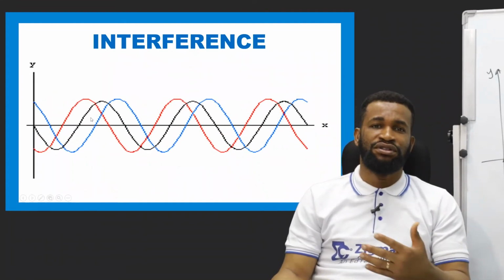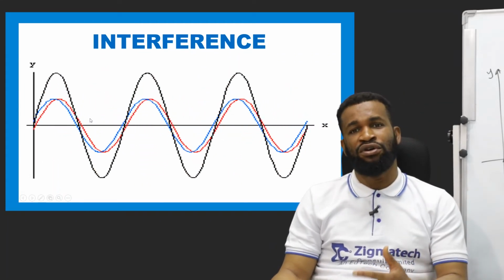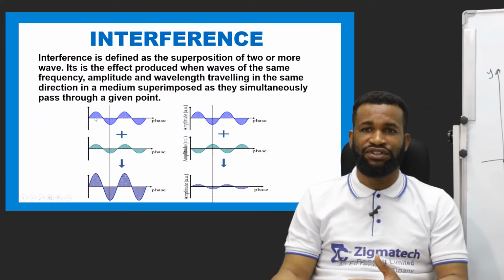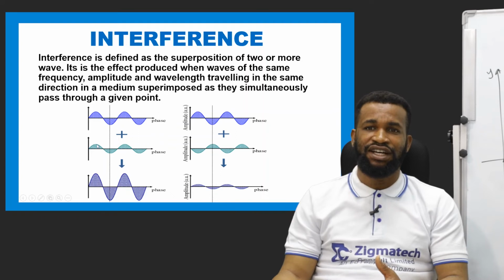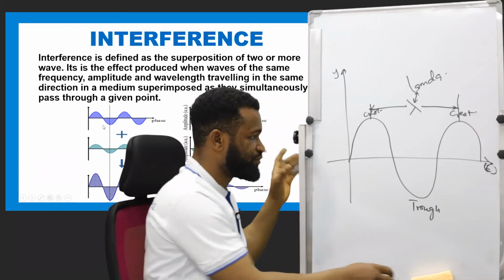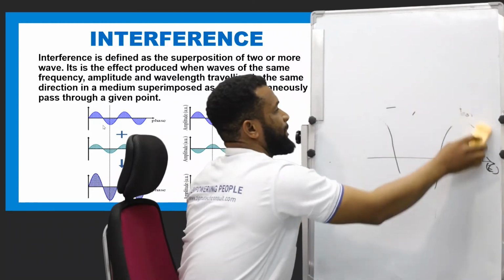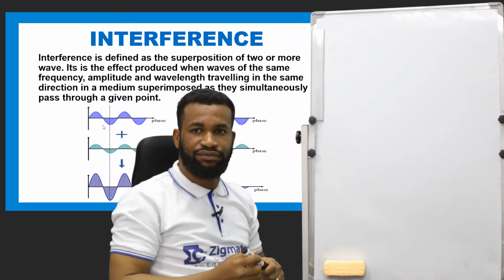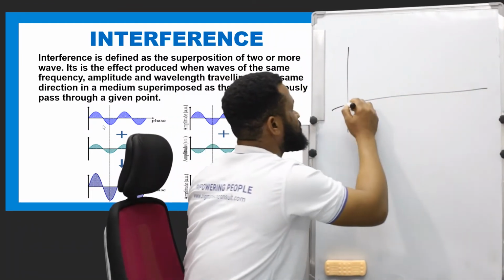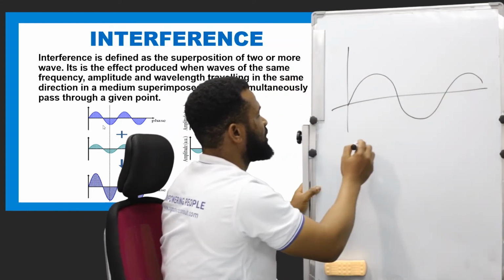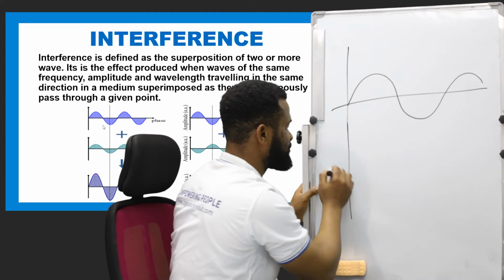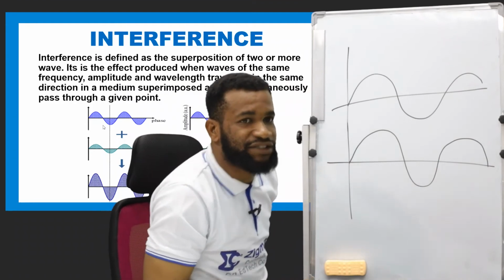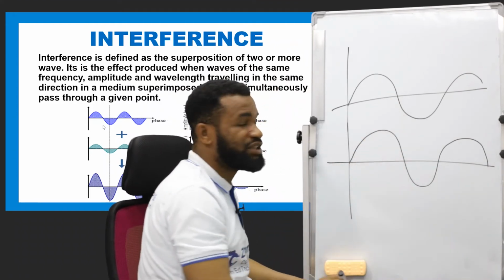Now, we have different kinds of interference. We have the one we call destructive interference, and we have the one we call constructive interference. Looking at this diagram, this is the crest, and this is the crest. Let me show you. See, the first wave was just moving like this, and the second wave is also moving the same way. So what it means is that they are in phase with each other.